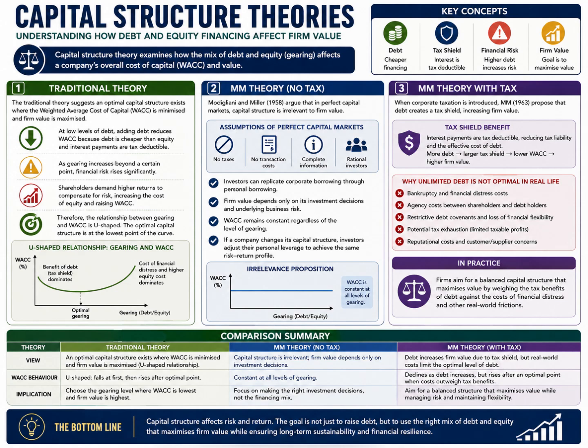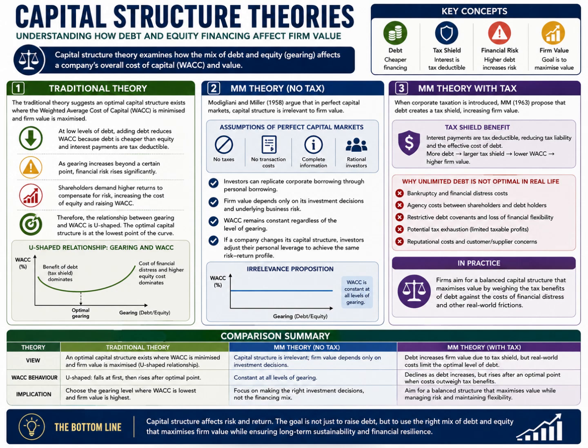The Modigliani and Miller theory without tax argues that capital structure is irrelevant in determining company value in perfect capital markets. Under this model, investors are assumed to operate in a world with no taxes, no transaction costs, and complete information. Because investors can replicate corporate borrowing through personal borrowing, the firm's value depends only on its investment decisions and underlying business risk rather than its financing structure. As a result, the WACC remains constant regardless of the level of gearing.